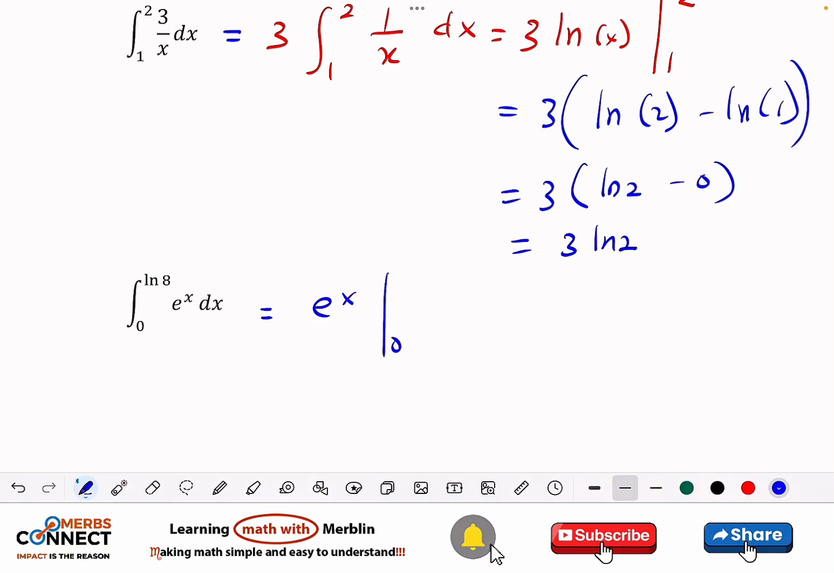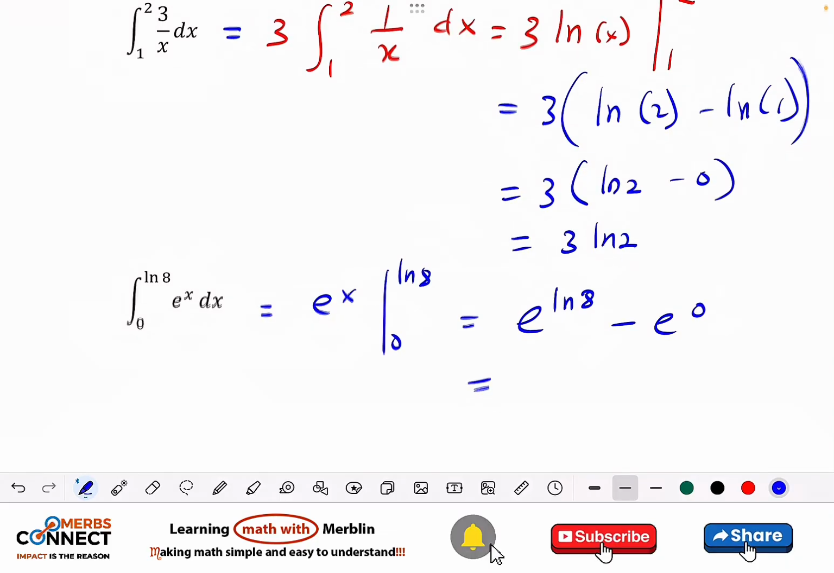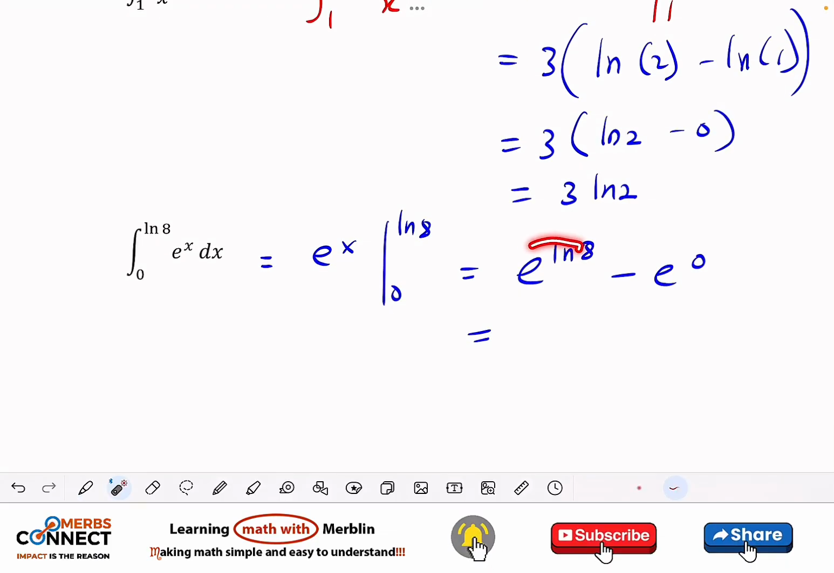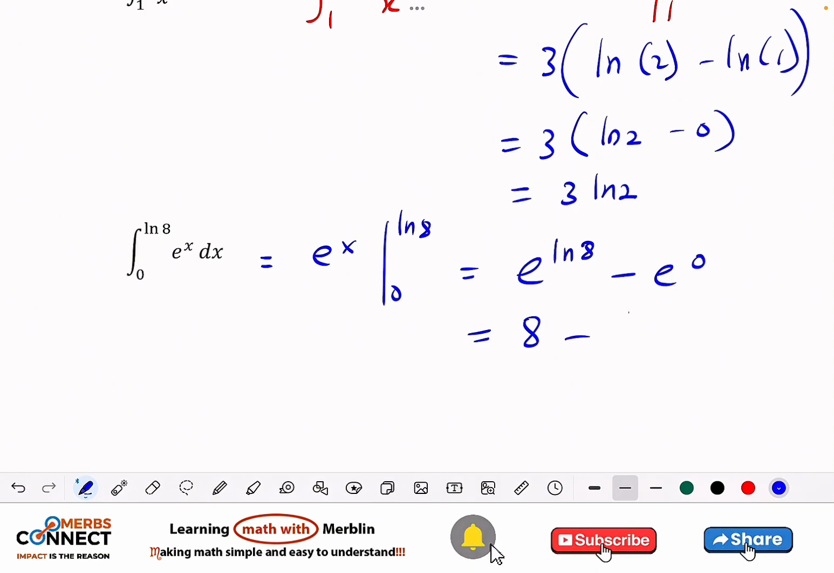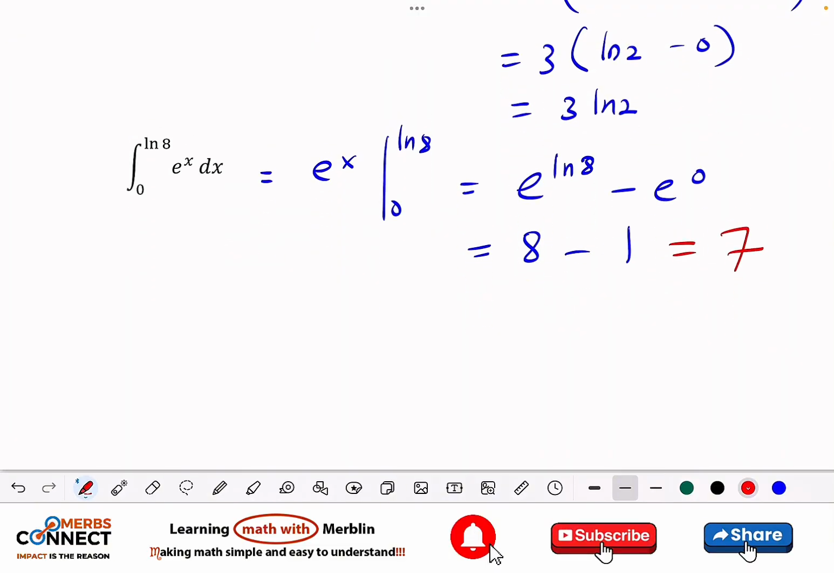And then I'll put from 0 to ln of 8 here, and this will be e to the power ln 8 minus e to the power 0. Now this is going to give us 8, minus e to the power 0 is 1, and this is going to give us a big 7. Good.